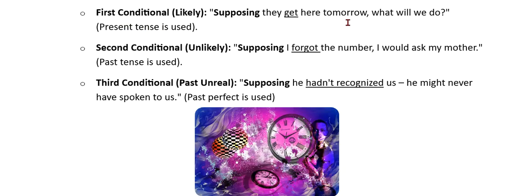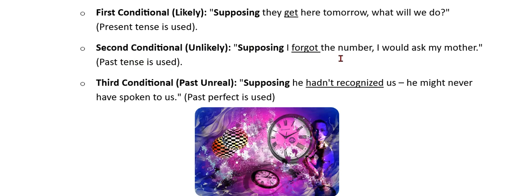Supposing they get here tomorrow, what will we do? Present tense is used after supposing because it is the first conditional sentence. And here we have supposing with simple present. Okay, second conditional. It means unlikely.